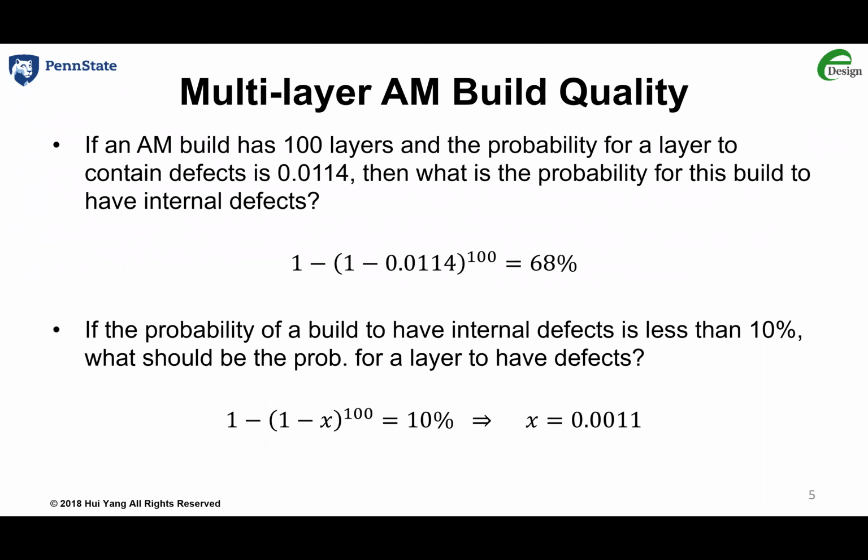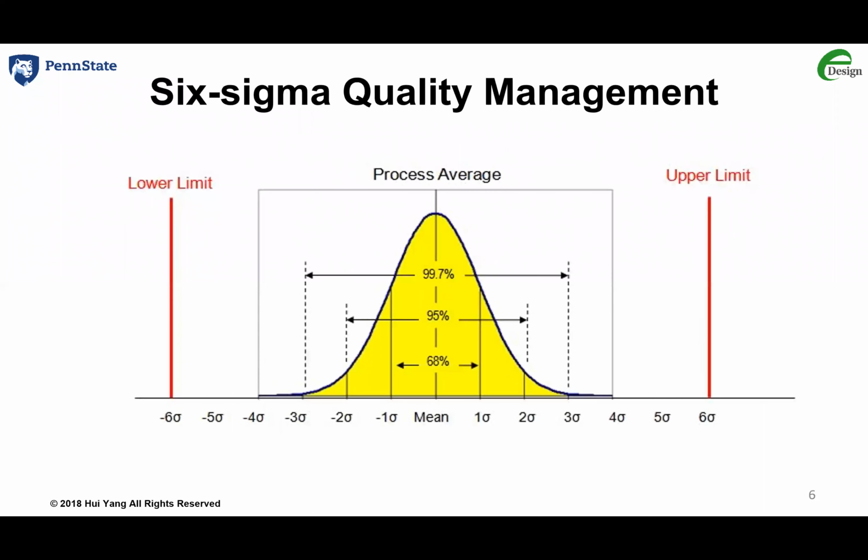So if we want the build to have internal defects less than 10%, what should be the probability for a layer to have defects? Based on the calculation, it should go to 0.11%. That means it has to be 99.89% defect-free in one layer. So this pushes the quality control into Six Sigma, as Six Sigma is a well-known term in the automotive and semiconductor industry. Now it is not well established for additive manufacturing yet.